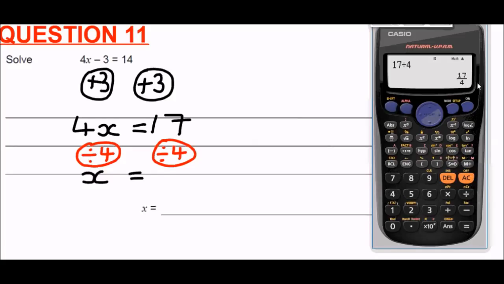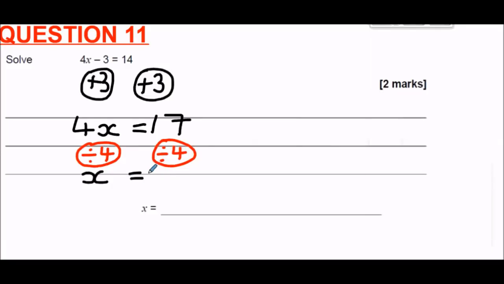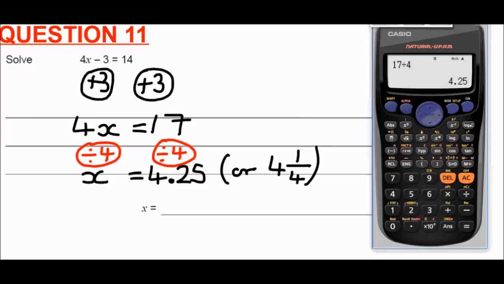So we get, as a top-heavy fraction, 17 over 4, or we can have it as a decimal, which is 4.25. It really doesn't matter. So let's say it's 4.25. You could even, if you wanted, have it as a mixed number, which is 4 1/4. Now, if you want to know how to get your fraction to change it to a mixed number for you, if you press Shift and then the S-D button, lo and behold, 4 1/4, just like magic. And so x equals 4.25, or 4 1/4, or 17 over 4. You can take your pick.